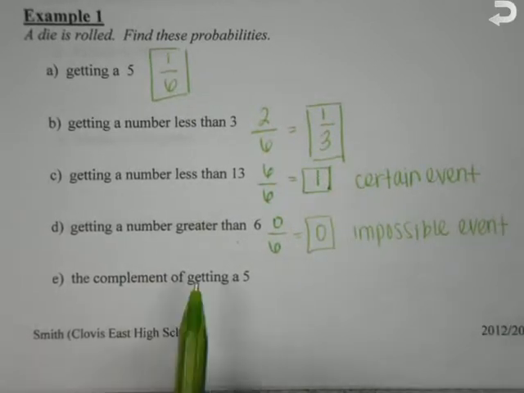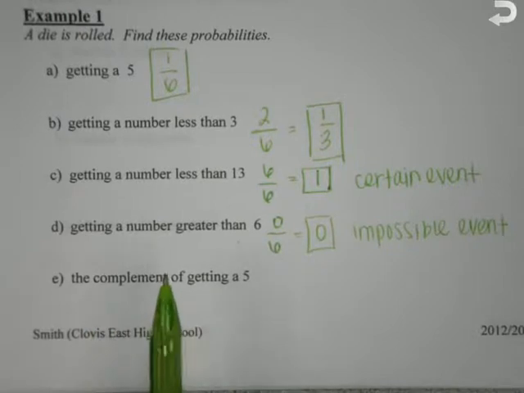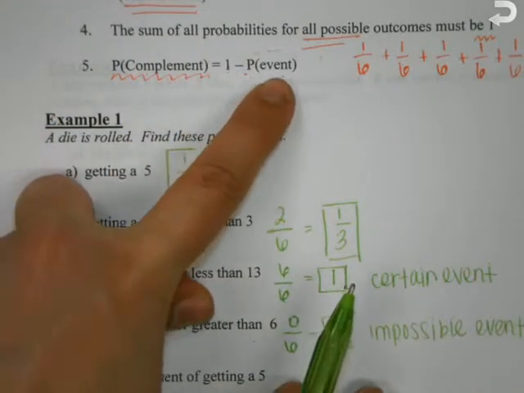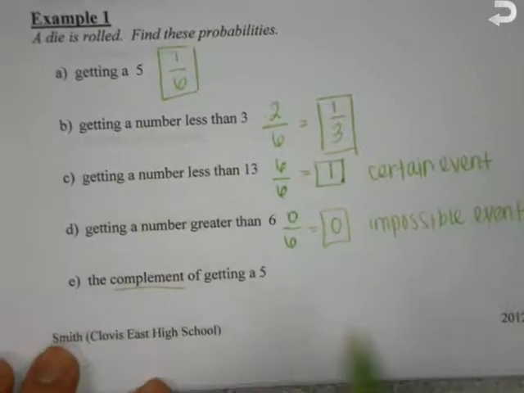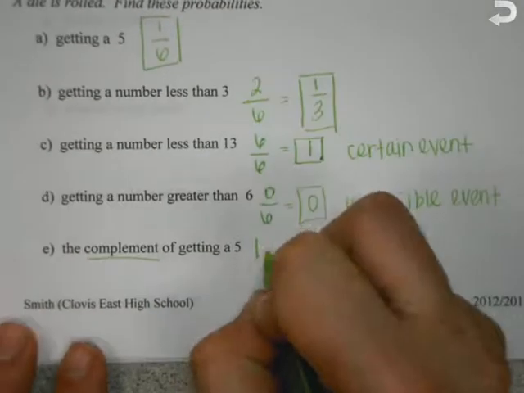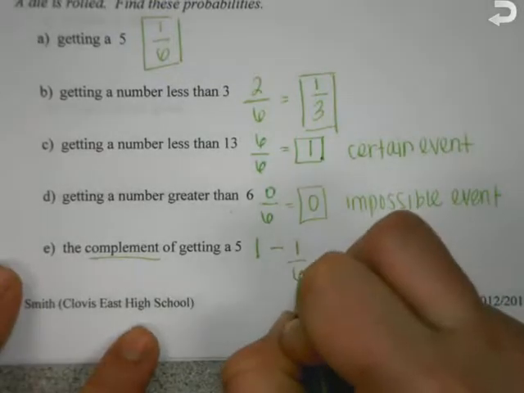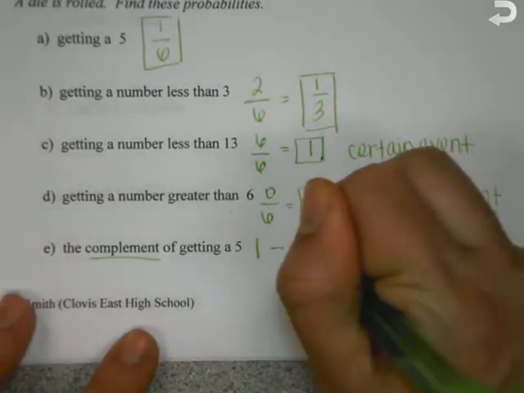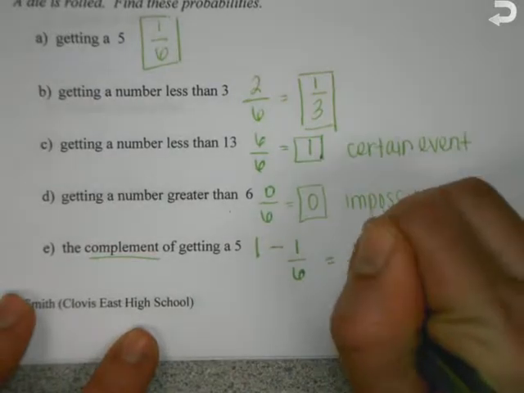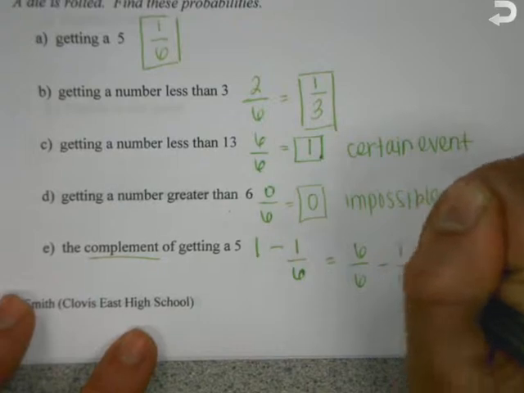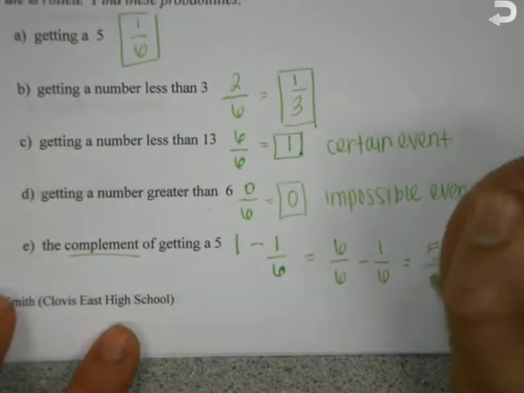Okay, now the complement of getting a 5. Complement, remember, means that you're going to subtract 1 minus the probability of the event, because the word complement is in there. So this is going to be 1 minus the probability of rolling a 5. What's the probability of rolling a 5? 1 out of 6. I can rewrite 1 as 6 over 6, yes? So 6 over 6 minus 1 over 6 gives me 5 over 6.